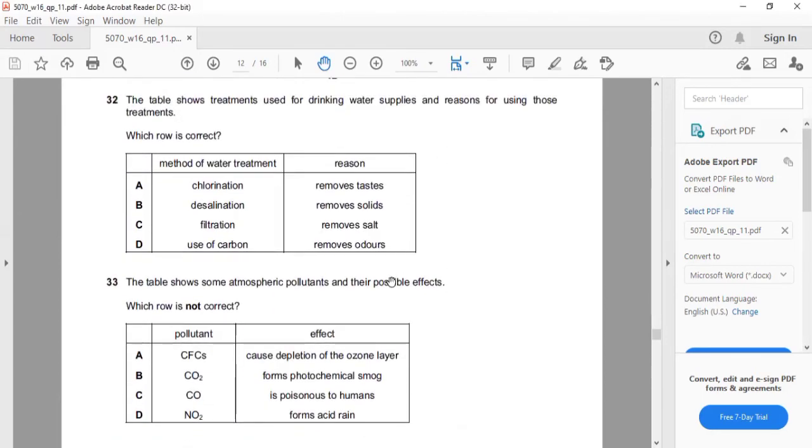32 is about water purification. Chlorine is used in water to kill bacteria. Method of water chlorination, remove taste, wrong, because it is used to kill bacteria. Desalination, remove solid, wrong. Desalination means remove salt. Filtration, remove salt? No, remove solid. Use of carbon, remove odor. Yes.